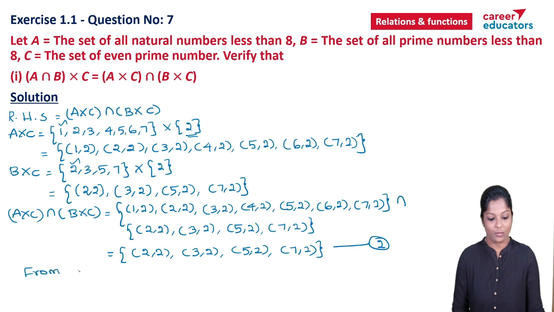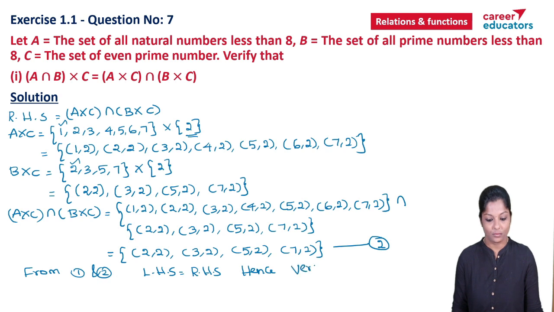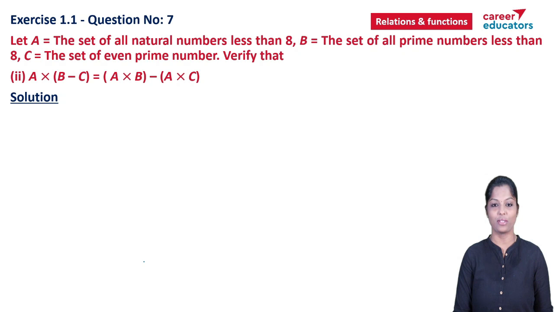From 1 and 2, LHS equal to RHS. Hence, verified. Now we are going to solve the second subdivision.